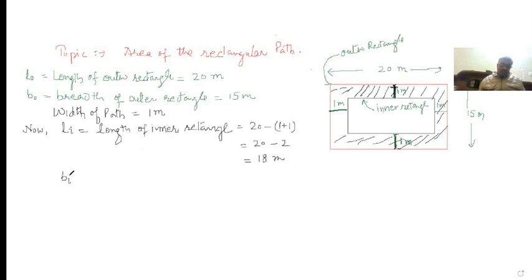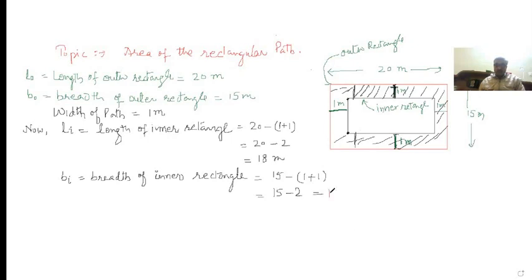Now BI, the breadth of the inner rectangle, is 15 minus the width of the path, which is 1 meter from both sides. 1 plus 1, subtract both. The path has to be cut from both sides, only then this much will remain, from here to here. So subtract the path from this side and this side, and the breadth comes out as 15 minus 2, which is equal to 13.